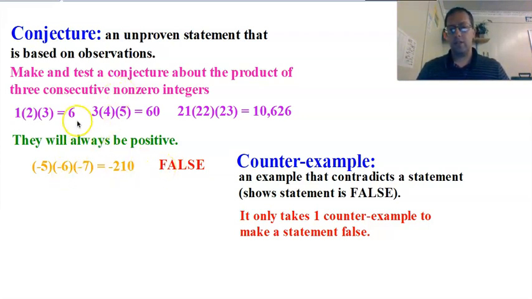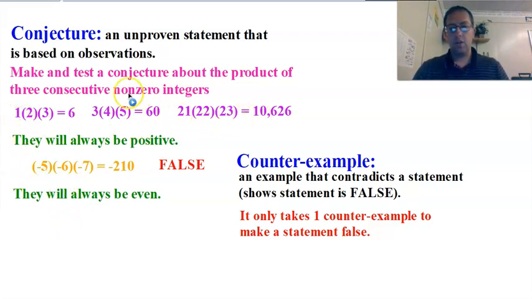Let's make another conjecture. We've got these answers here: 6, 60, 10,626, negative 210. You know what? Those are all even numbers, aren't they? So let's try that. Let's say it's always going to be even. Let's real quick see if we can do something different, maybe get a different answer.